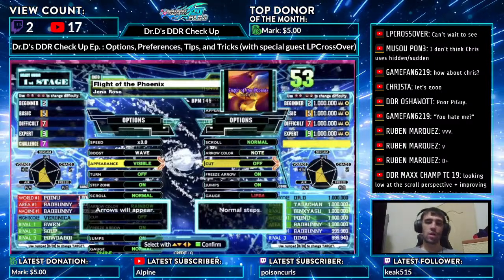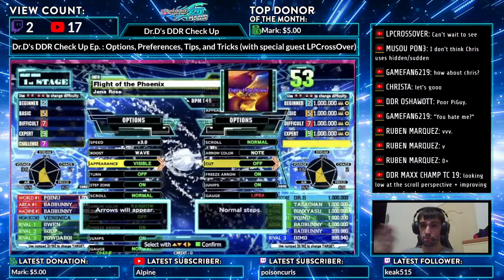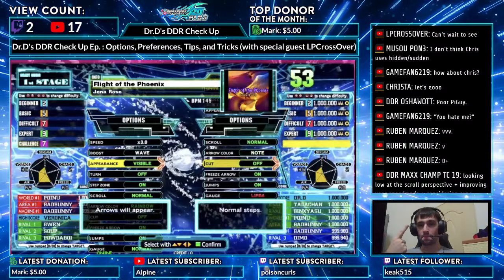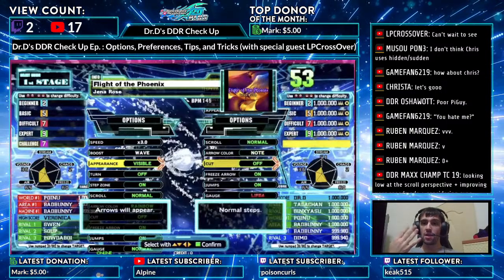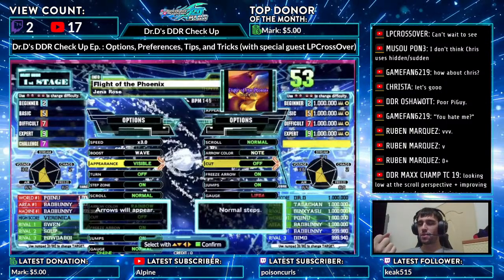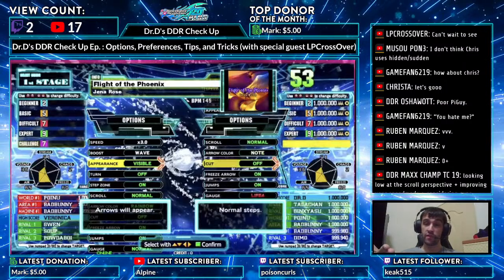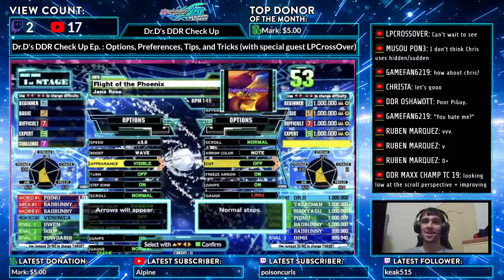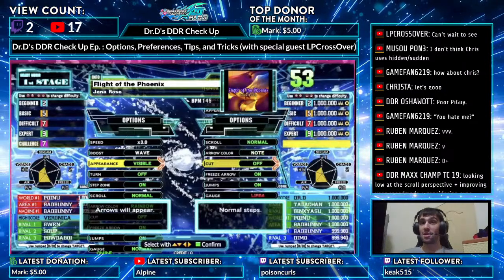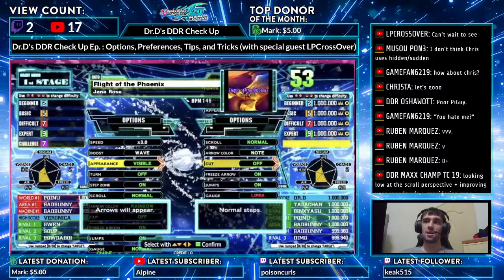So what are the turn mods? Well, there's regular, which is no turn mod. Then there's mirror, left, right, and shuffle. Probably all of you know what they are, but I'll go over them very briefly. Mirror is just the mirrored version of whatever. So if there was an up down, if you mirrored it, it'd be a down up. So all the patterns would be different.